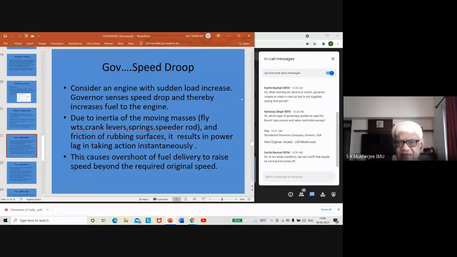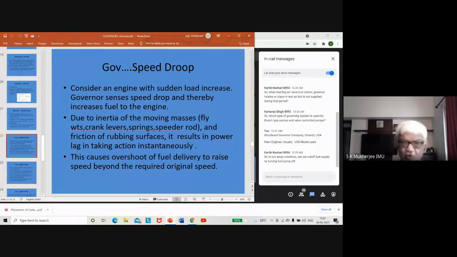Consider an engine with sudden load increase. Governor senses the speed drop and thereby increases the fuel. Now, this paragraph is very important. Due to inertia of the moving masses, flyweights, crank levers, springs, speeder rod, and friction of the rubbing surfaces, it results in power lag in taking action instantaneously. All right. This causes overshoot of fuel delivery to raise speed beyond the required original speed.